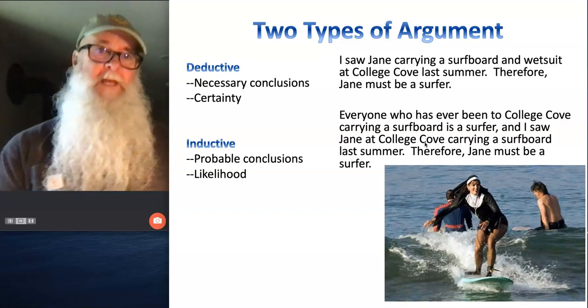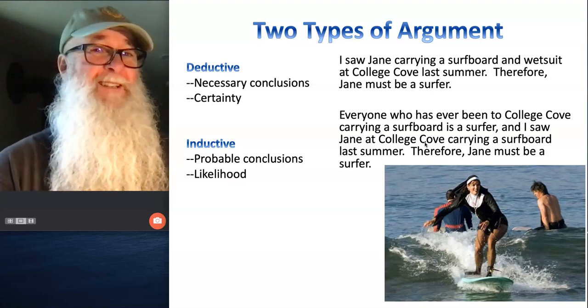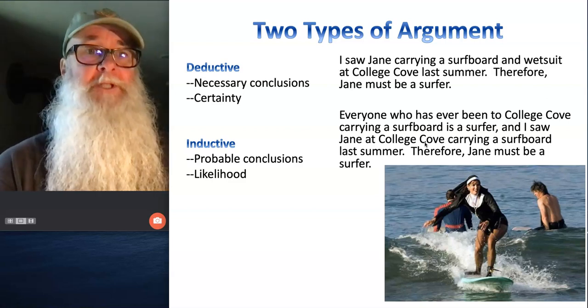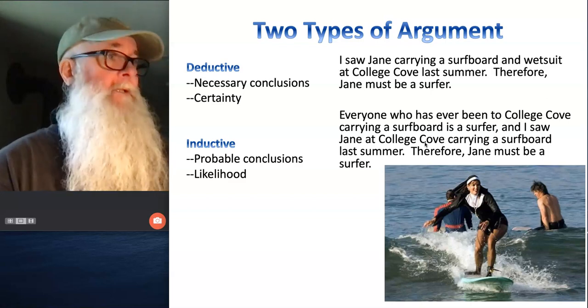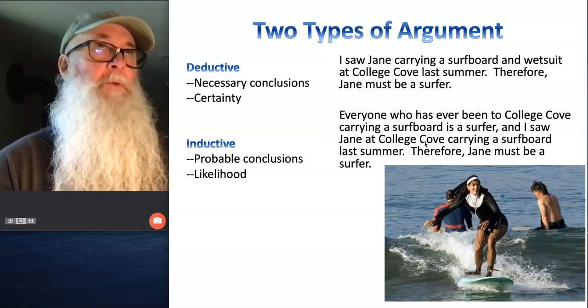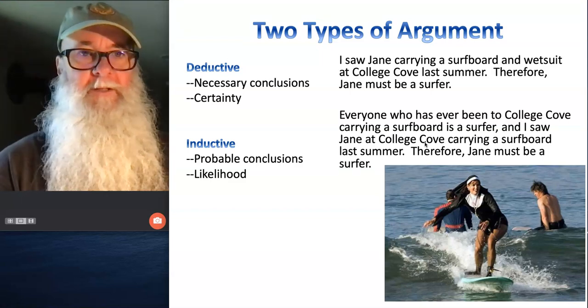All right. I saw Jane carrying a surfboard and wetsuit at College Cove last summer, therefore Jane must be a surfer. This is an inductive argument. If it is true that you saw Jane carrying a surfboard and wetsuit at College Cove last summer, it makes sense that it's likely that Jane is a surfer. Not many people who aren't surfers walk around at the beach carrying a surfboard and wetsuit.